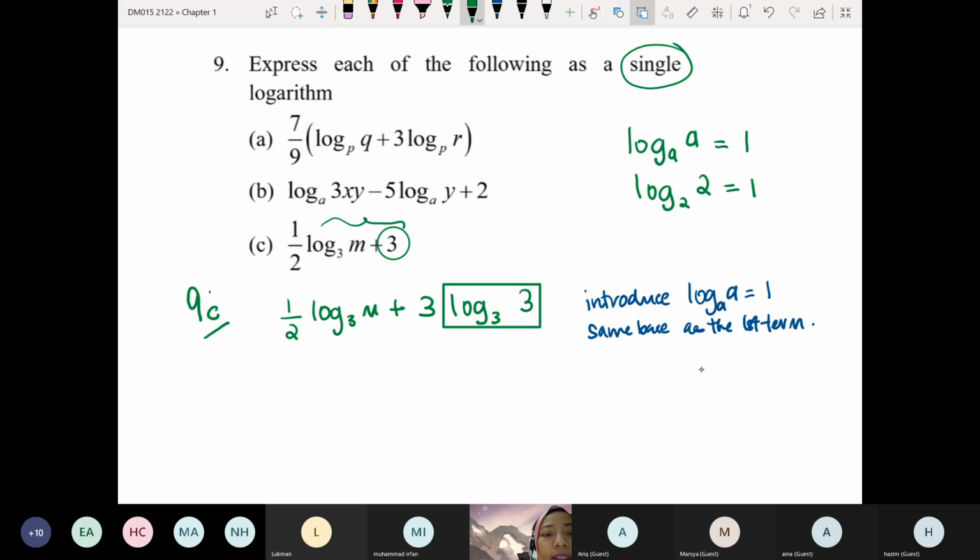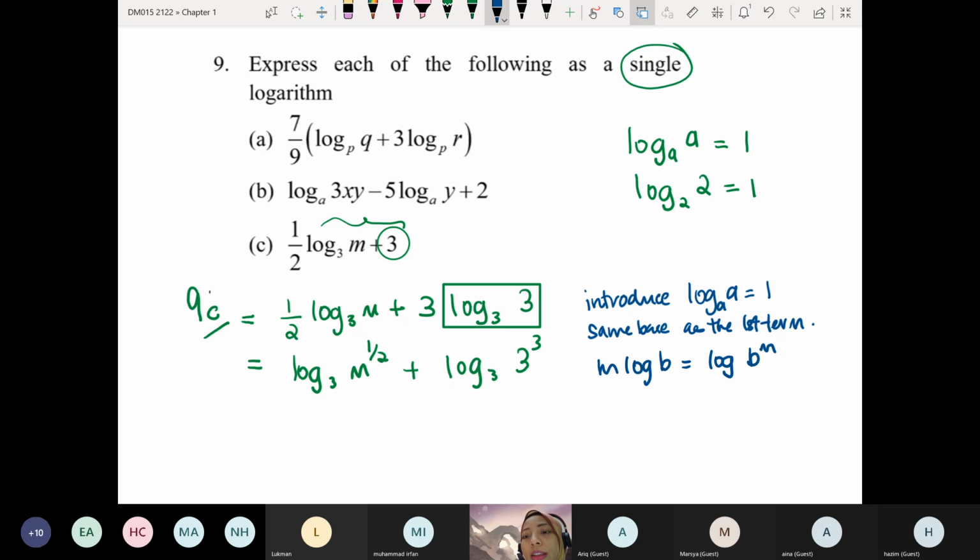Okay. Next step, you are using the properties: log 3 m to the power of 1 over 2. When you have a coefficient, you bring it to the back. Log 3 to the power of 3. So here you are using the property m log b equals log b to the power of m.